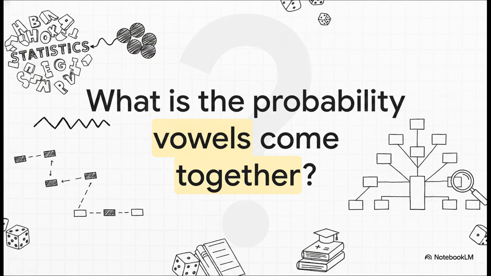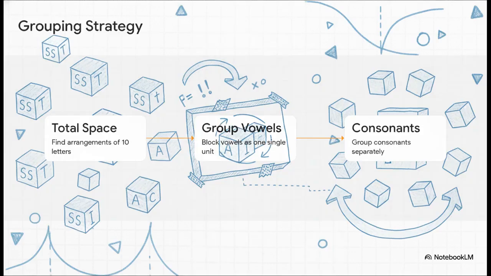Now, I know word permutation questions can seem kind of tricky because of repeating letters. So the absolutely crucial point here is to handle this systematically using a grouping strategy. Let's walk through the math step by step. First, we find our total universe. The word statistics has 10 letters, so we start with 10 factorial. But wait, hold on. We have repeating letters: 3 S's, 3 T's, and 2 I's. We absolutely must divide 10 factorial by 3 factorial times 3 factorial times 2 factorial to get our true total sample space.